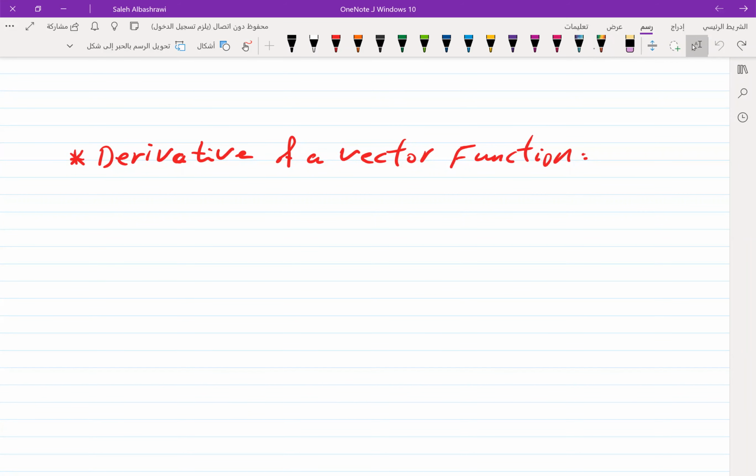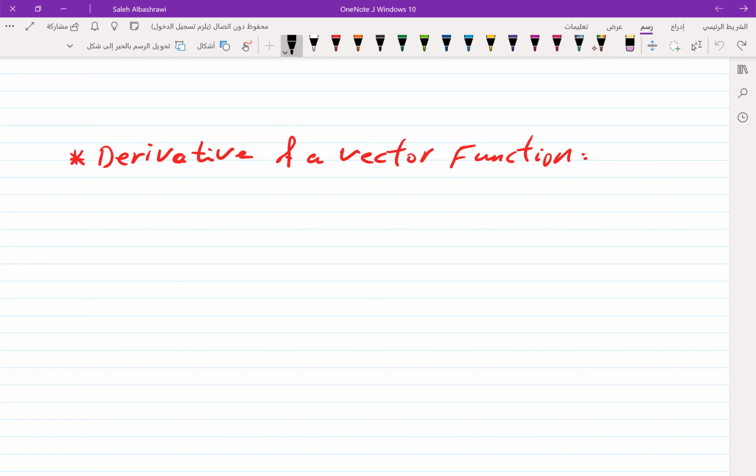Bismillahir Rahmanir Rahim. We are still in this topic, which is the vector valued function. Last time we spoke about the limit of the vector valued function, and we discussed the continuity of the vector function. Today we are going to speak about the derivative of a vector function.